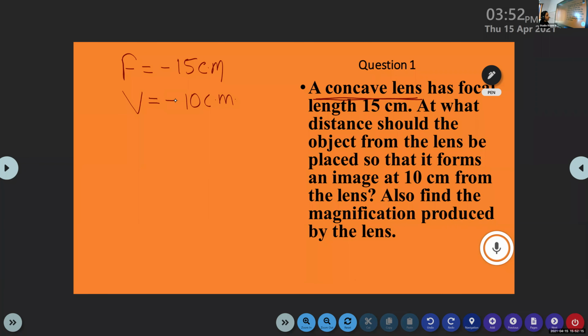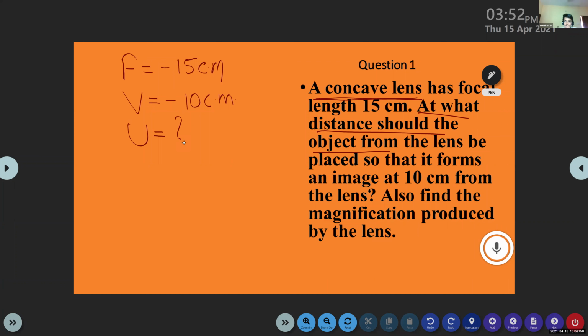Now, what we want to find out: at what distance should the object be placed? So we want to find out the object distance u. We have the focal length and the image distance, and we need to calculate the object distance u. How can we calculate the object distance using these two parameters? Which equation are we going to use here? What is the relation connecting the focal length, image distance, and object distance?